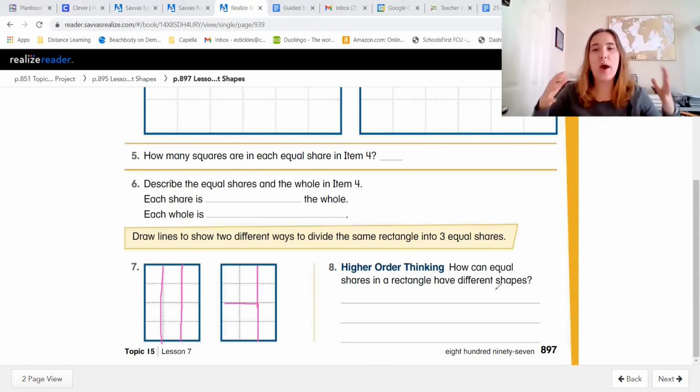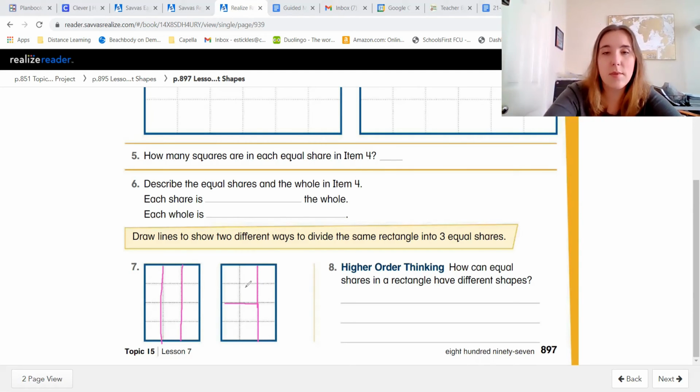Okay, so how can equal shares in a rectangle have different shapes? Number 7 is a perfect example. My shares are different shapes, but they're still equal because they have the same number of smaller squares inside of them. So this one has 4, but this one also has 4. No matter what, as long as my pieces have 4 smaller chunks inside, they're still going to be equal shares.